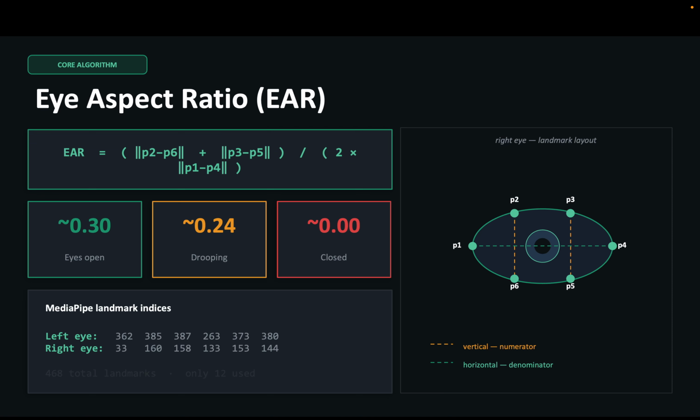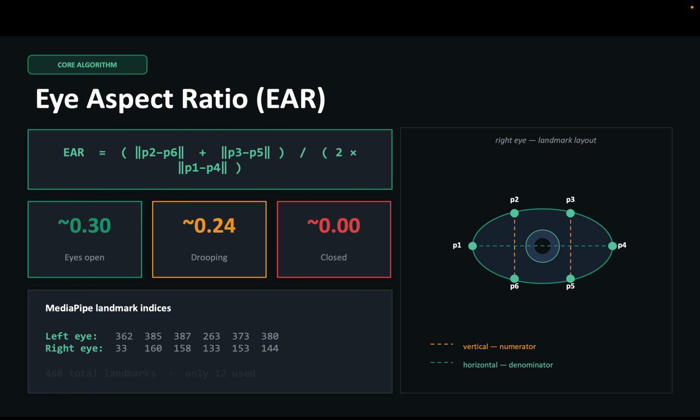So the core signal is called the eye aspect ratio, or EAR. It is a single number that describes how open your eye is at any given moment. The formula measures 2 vertical distances across the eyelid opening, divided by the horizontal width of the eye. When the eyes are fully open, EAR is around 0.3. When closed, it drops to near 0. That single number drives everything.